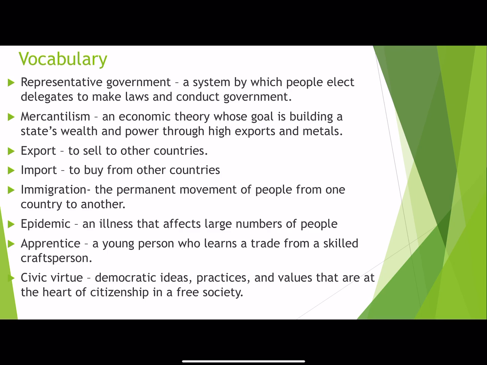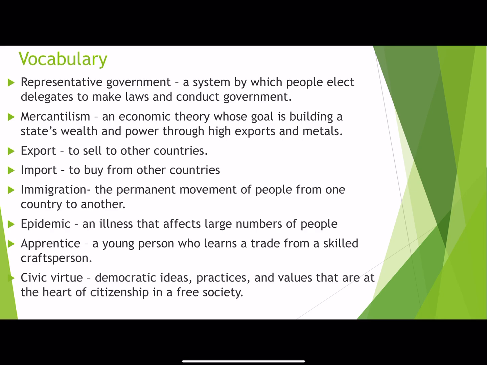So, vocabulary. A representative government is a system by which people elect delegates to make laws and conduct government. We've talked about this. Representative government is the type we have now. Average people like you and I select people to represent them in government, and that is their voice. We agree with the people we put there, and that's why we have them there.